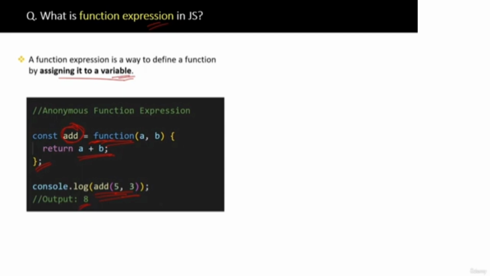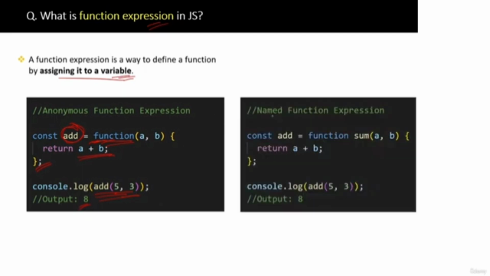Now there is another type of function expression, and that is the named function expression, like this. Here you can see we have one named function sum, and we are assigning this named function to the add variable, then calling the add variable in the same way. But this approach is not giving any benefit because you can directly use the function name sum to call it, right? So mostly function expressions are used with anonymous functions only. I hope it's clear now.